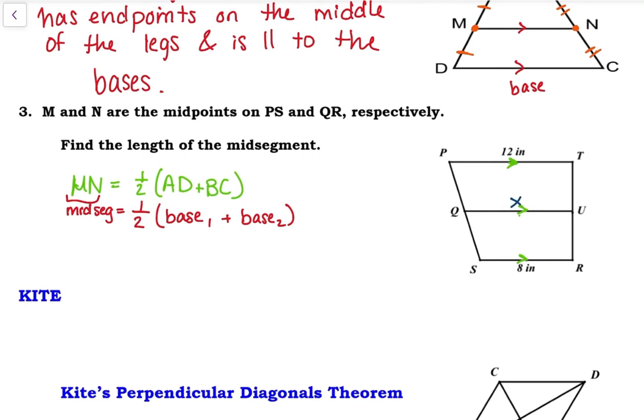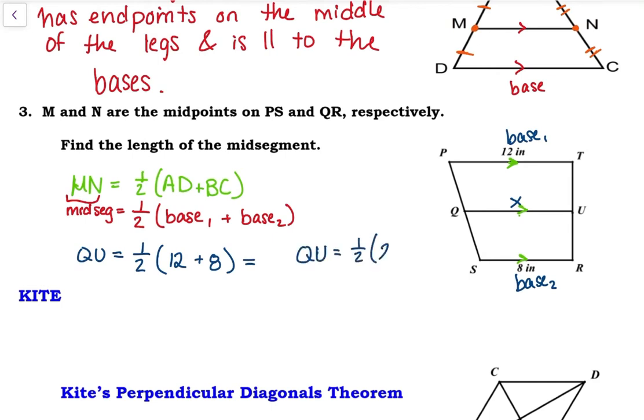So I'm going to do QU, because that's the name of our midsegment here, is equal to 1/2. We'll call base 1 12, and we'll call base 2 8. So this was base 1, this was base 2, and we just plugged in their lengths. We'll simplify this a bit, and we get that QU is equal to 1/2, 12 plus 8 is 20. Half of 20 is 10, so that's going to be what QU is.